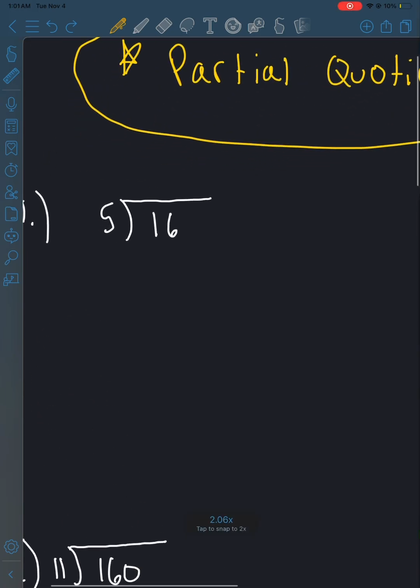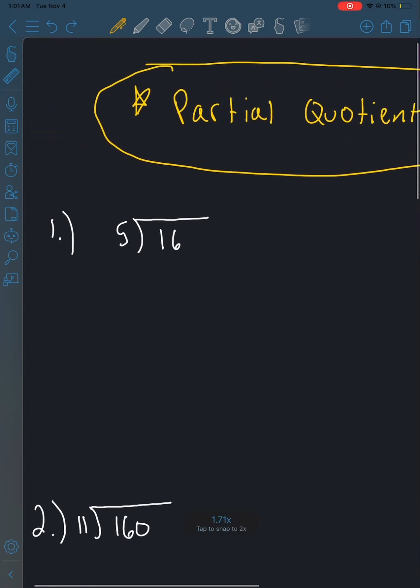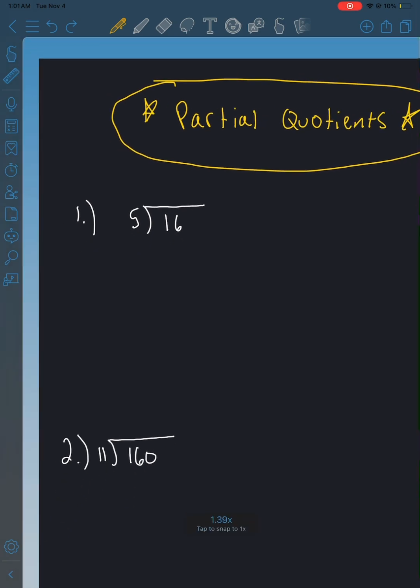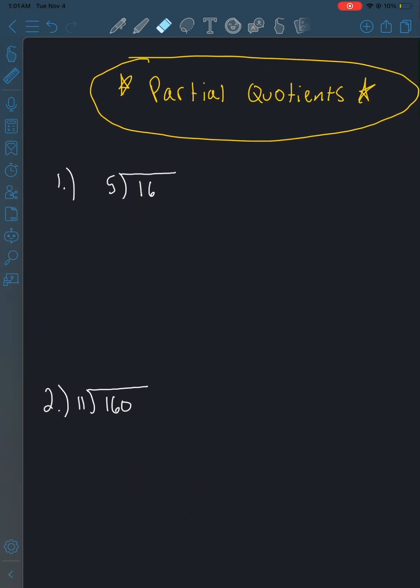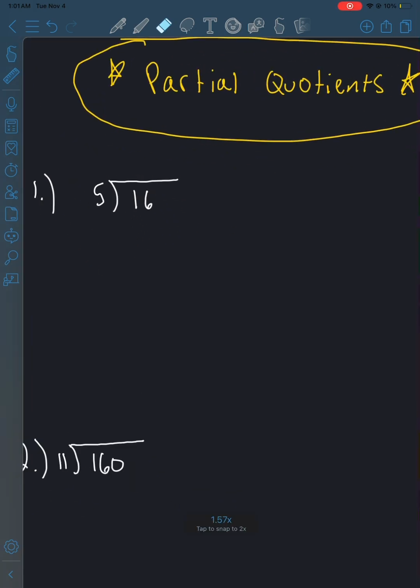Today we're going to be learning about how to use partial quotients to divide. So at the end of last week, we talked about what all of this means, right? So the 5 is what divides this number, and then your answer goes up here, and then our remainder goes up here. So we talked about the format a little bit. But today I'm going to show you how to actually start doing it.